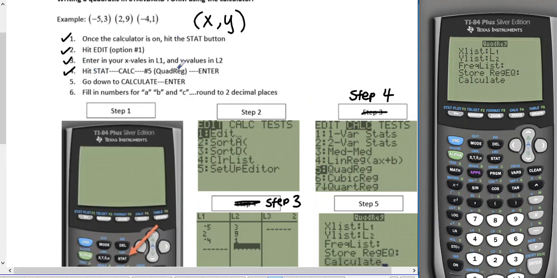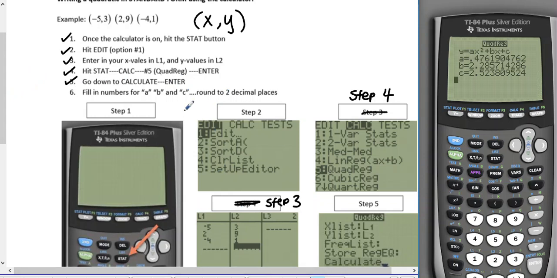Step 5, go down to calculate. So here, my X list was in list 1, my Y list was in list 2. I'm going to go down to calculate, hit enter. So we did 5, and now you can see y equals a times x squared plus bx plus c. That's our standard form of our quadratic. Remember, we did our quadratic formula. a was in front of x squared, b is in front of x, c is my number. Well, my calculator now tells me what a is equal to, what b is equal to, and what c is equal to.